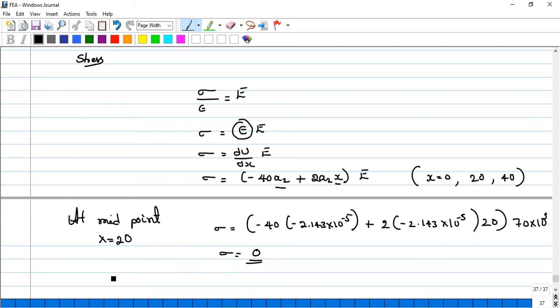Again, for X equal to 0, calculate the stress, and for X equal to 40, give me the stress values. So this is homework. I hope this method, this process, is simple. In case of any doubts, let me stop the session here.